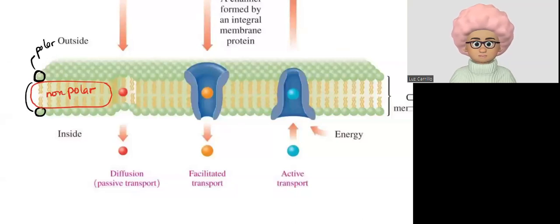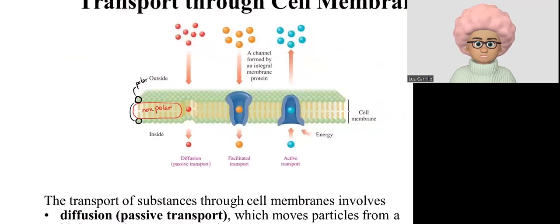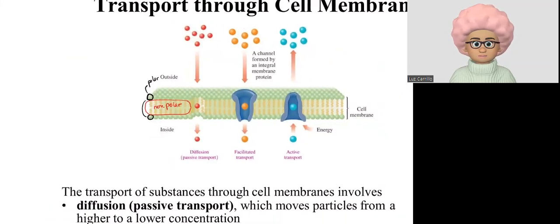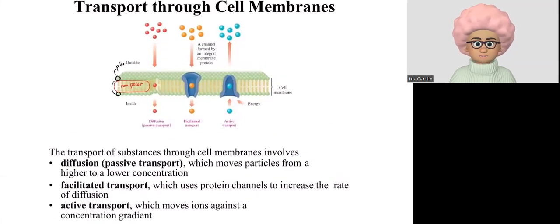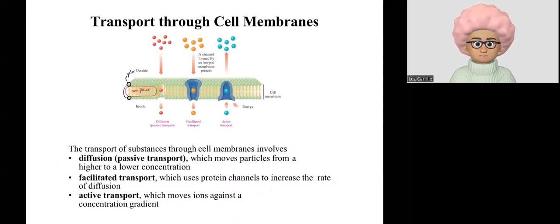Now, how does this affect how substances come in and out of the cell? Well, when it comes to transporting substances, which is very important for the maintenance of biological systems, there are going to be at least 3 different ways in which chemical compounds can come in and out of the cell, starting with diffusion. Diffusion, which is also known as passive transport, is going to allow certain particles or molecules to move from a higher concentration gradient to a lower concentration gradient.